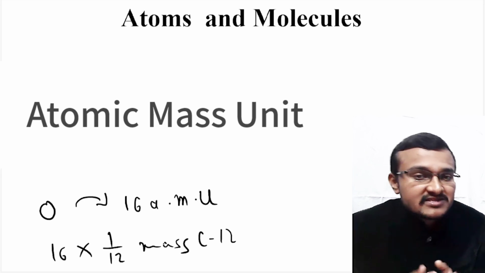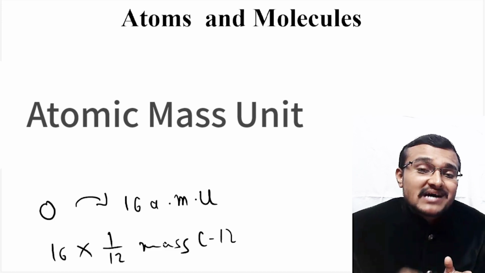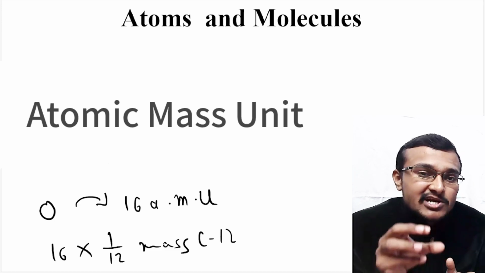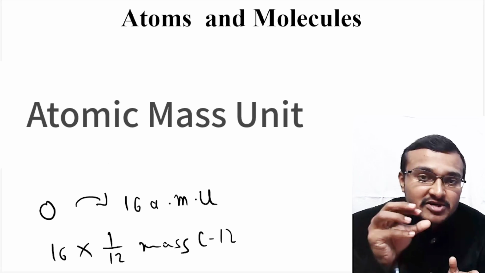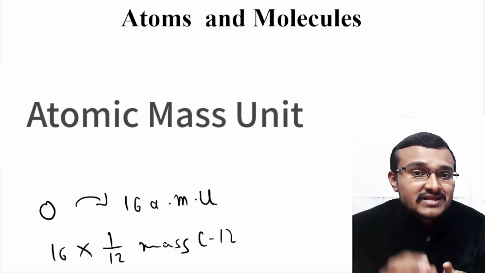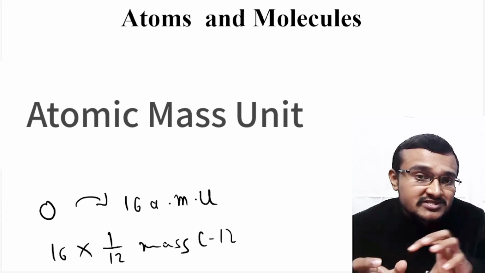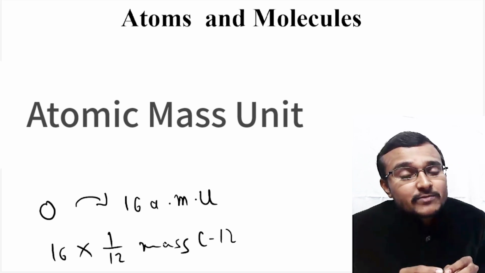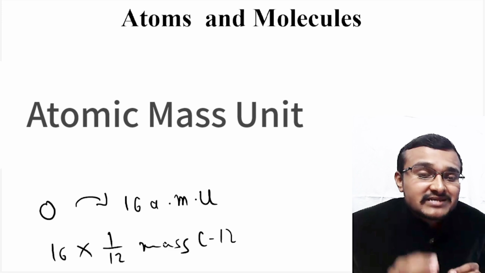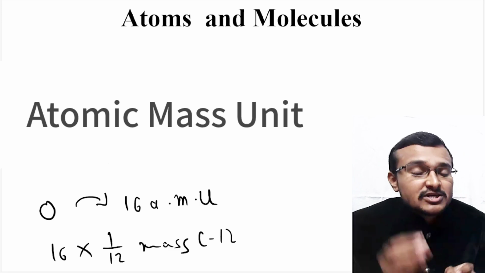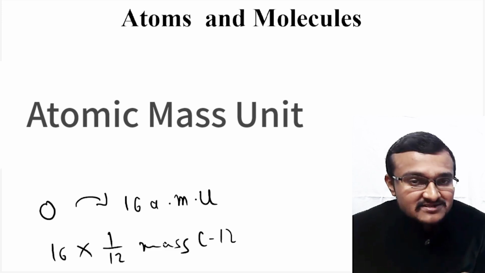Hence they came up with this concept where they assigned the carbon-12 isotope an atomic mass of 12, and that 12 was assigned based on how many protons and how many neutrons are there in the carbon-12 isotope. Similarly the other atomic masses were calculated, and that atomic mass unit is comparable with the number of protons and neutrons present in that element as well. You will understand what is meant by the number of protons and neutrons in an atom in your next chapters.